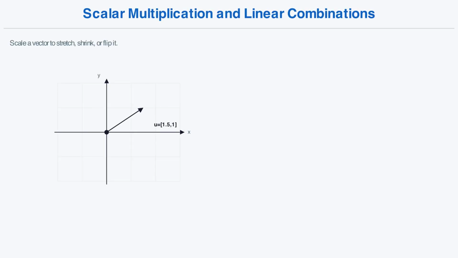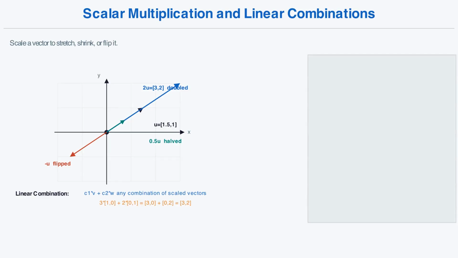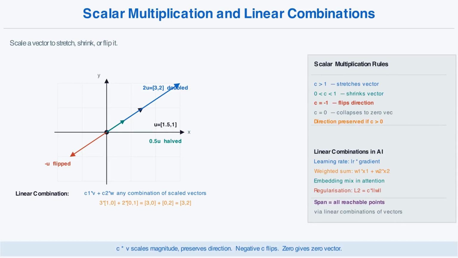Scalar multiplication is the operation of stretching, shrinking, or flipping a vector. A scalar is just a regular number, not a vector. When you multiply the vector u by a scalar c, you multiply every single component by c. The direction of the vector stays exactly the same as long as c is positive. Only the magnitude changes. If c is greater than 1, the vector stretches. If c is between 0 and 1, it shrinks. If c is negative, the vector flips to point in exactly the opposite direction and possibly stretches too. A special and important case: multiply any vector by 0 and you get the 0 vector, a vector with magnitude 0 that points nowhere.